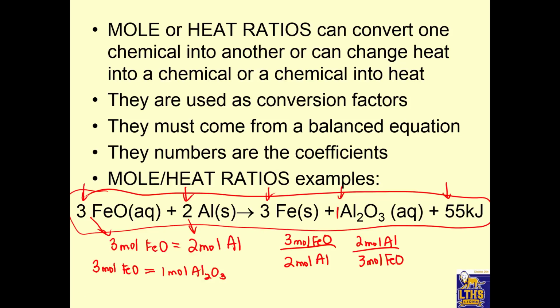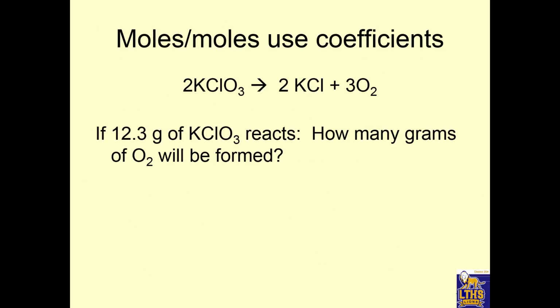Right? You could take this and write 2 conversion factors. So we finally have the power of changing one chemical substance into another one, or changing a chemical substance into heat by using these coefficients to represent the moles. Okay? So you can change one kind of substance into another as long as you have a balanced equation and use it as a mole ratio.